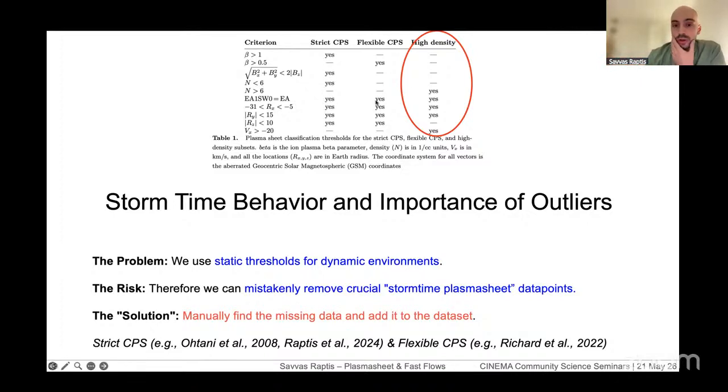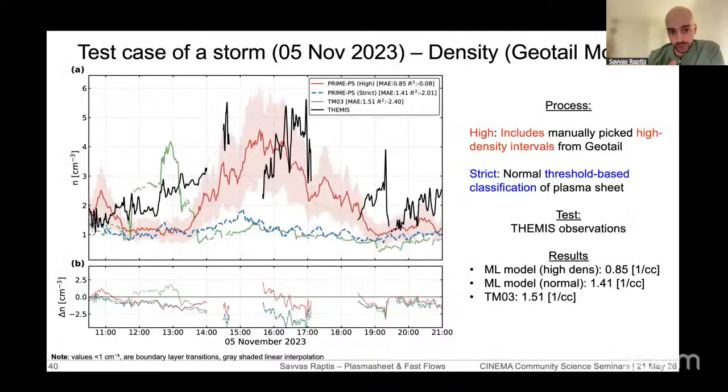So long story short, apart from the typical plasma sheet criteria we added an additional one called high density, which was basically manually picked high density intervals in the plasma sheet during very strong storms that we knew Geotail was in the tail. And we wanted to see what the effect is if we include those in the training compared to when we didn't include them in the training. And you can see the results over here. What you see plotted is the prime model in red when you include those high density intervals. And in blue, you can see the same model when you train it without those high density intervals.